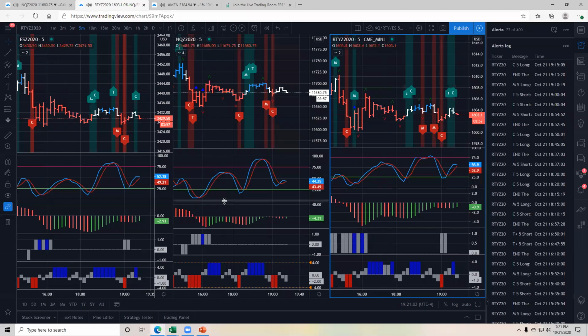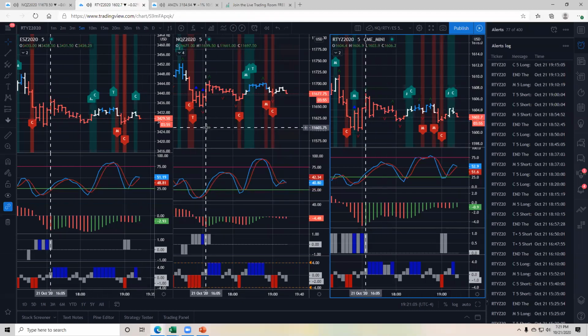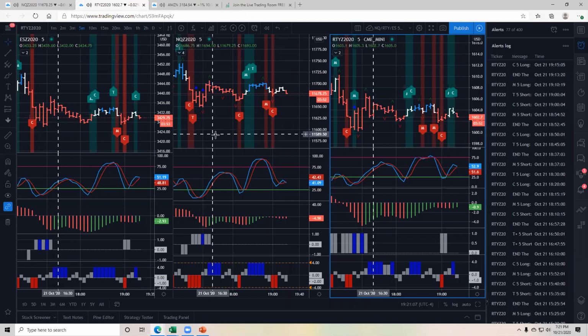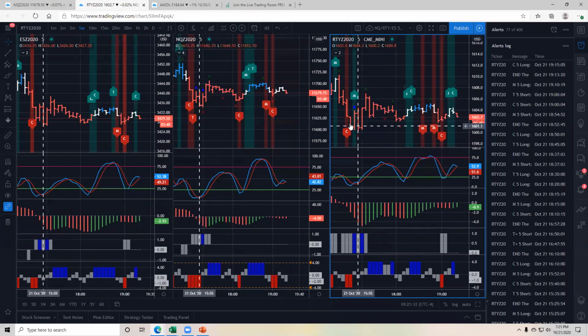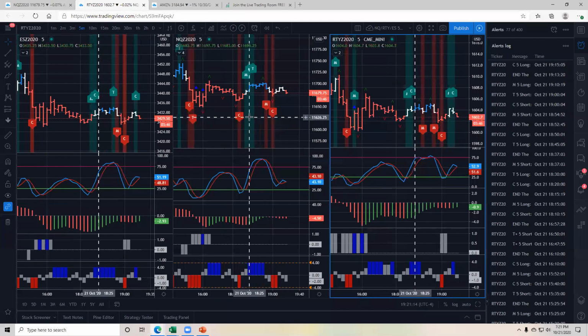So I want to put up the chart here. This is what people in the live trading room see every day. ES futures, NASDAQ futures, and the Russell 2000 futures, but we are primarily trading the NASDAQ futures.